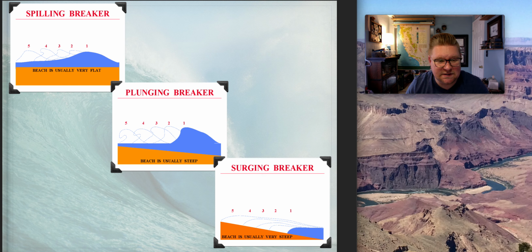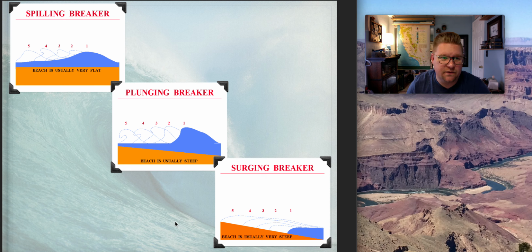What's interesting about this is the main difference between all three of these is the gradient. We can see that the beach is very flat, so it's a spilling breaker. The beach is usually steep, so it plunges. The beach is very steep, so it surges. The name of each one really identifies how it acts on the shore.